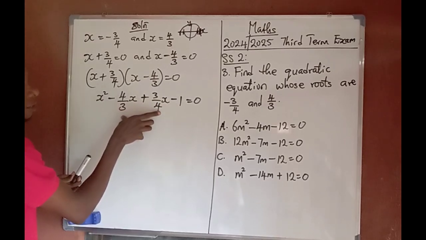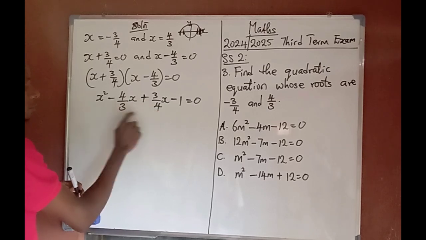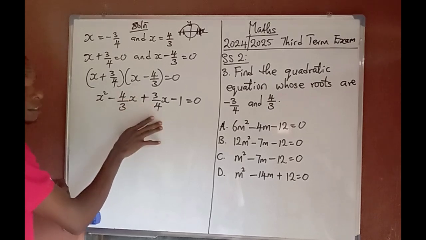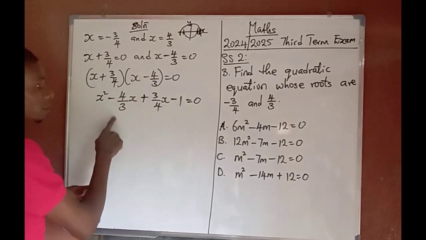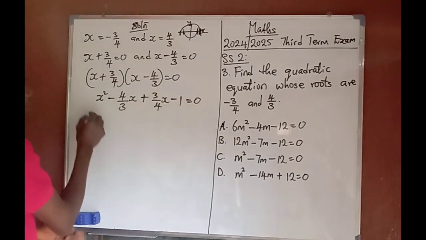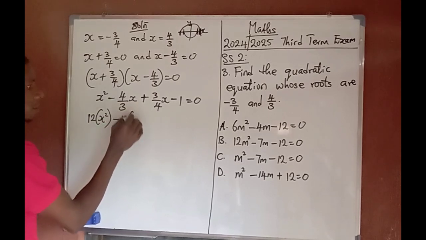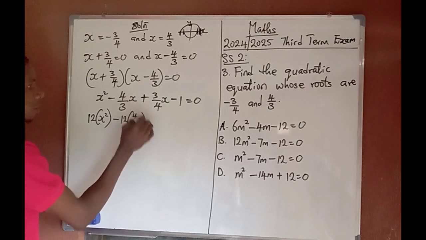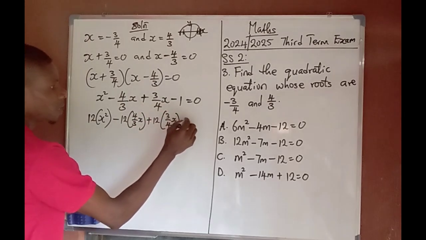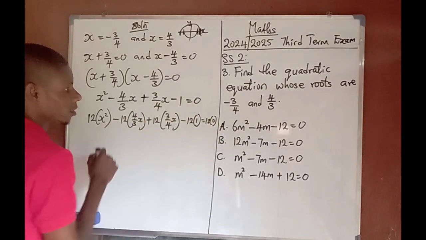Now before we collect like terms, this is a fraction, this is a fraction, so we must look for the LCM of the two. Doing that, we can find the LCM of this whole thing, and the LCM here should be 12. So we then use 12 to multiply each of these terms. So 12 multiplies the first term, x squared, minus 12 multiplies the second term, 4 over 3x, plus 12 multiplies 3 over 4x, and then minus 12 multiplies 1. Also, 12 should multiply the last thing here, which is 0.